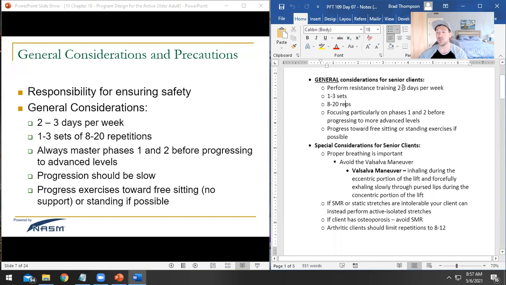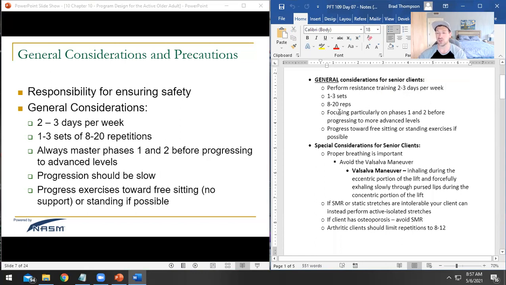But with our senior clients, we're only training 2 to 3 days per week, so it's probably more of a medium training volume, maybe even low volume if necessary, depending on if it's a new client. But we can see, right, 1 to 3 sets, 8 to 20. We're not taking this down to 6, 5, 4, 3, 2, 1 reps, right? We're not taking this into the super high intensity stuff.